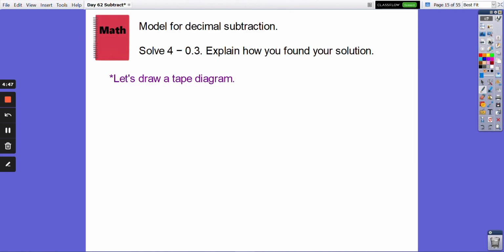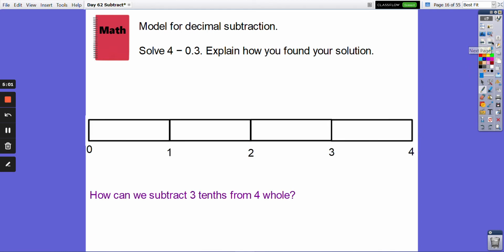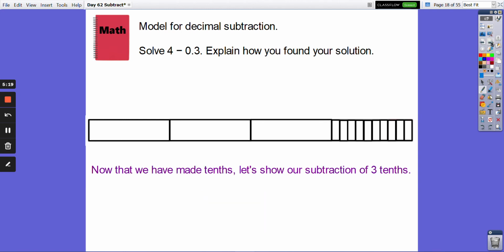Model for decimal subtraction. Solve 4 minus 3/10. Notice that's 4 wholes. If there's no decimal point, that means there's an invisible one right behind the 4. Explain how you found your solution. Okay, let's go ahead and draw a tape diagram. Here I have 1, 2, 3, 4 wholes. How can we subtract 3/10 from 4 wholes? Well, I need to take one of those wholes and break it up into tenths.